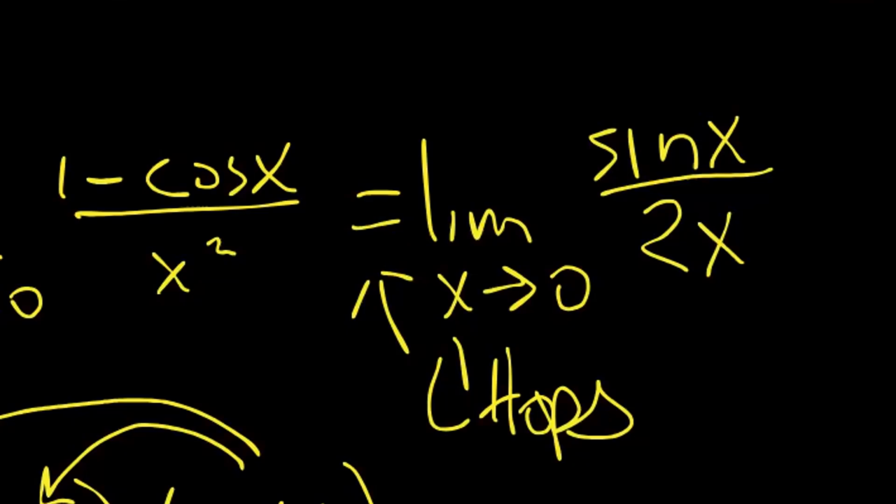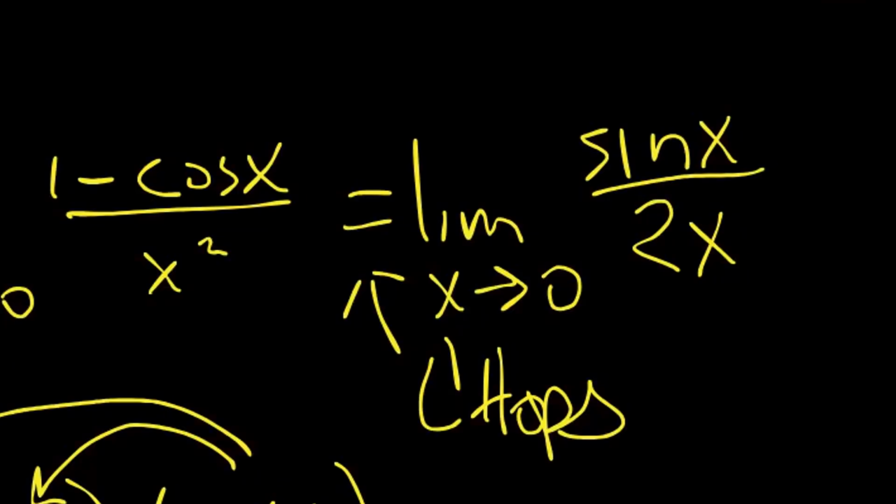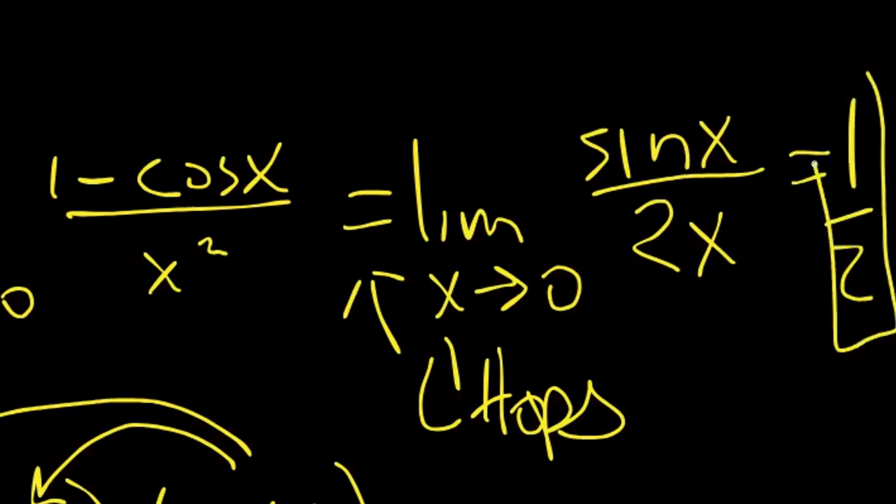You could recognize that if you factor out a 1/2, you have the limit of sine x over x, which is one of those special limits, and we know that limit is equal to 1, so this answer would be 1/2. Or you could apply L'Hopital's rule again and get cosine x over 2, and then as x approaches 0, the limit is still going to be 1/2 either way.